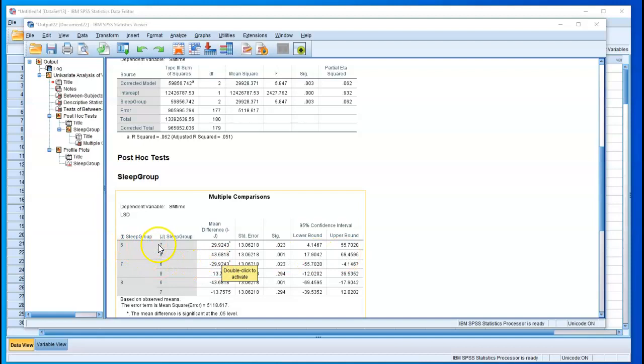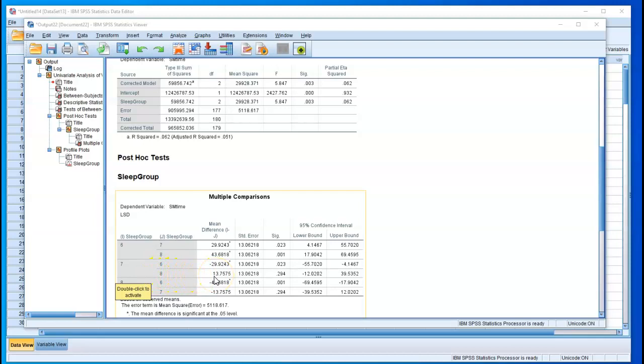We're comparing group 6 to 7 and group 6 to 8. Now we also need to look at group 7 and 8. But you'll note that the next one here in the output is group 7 to 6, which we already did, group 6 and 7. This mean difference of negative 29.92 is the same one as was up here. So we're jumping down to compare group 7 to group 8, which is the last one.